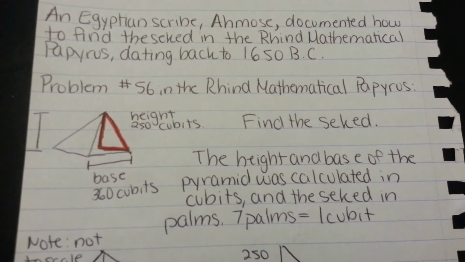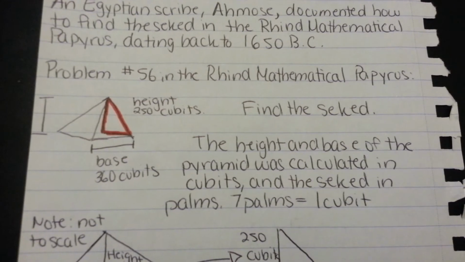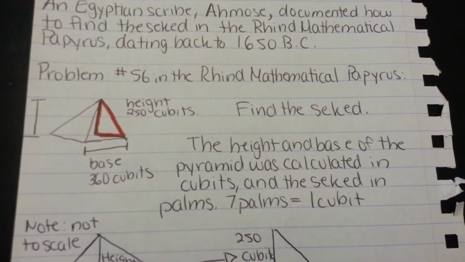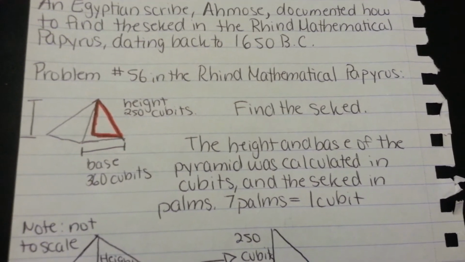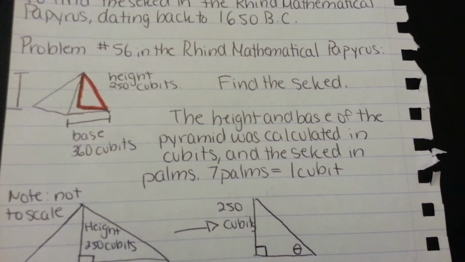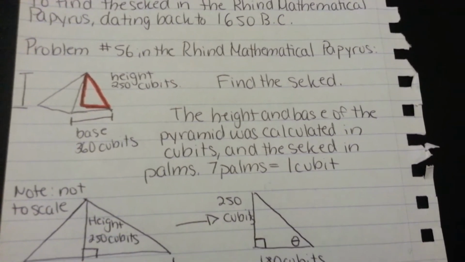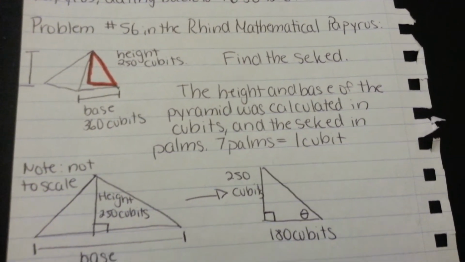Problem number 56 in the Rhind mathematical papyrus stated that the base of a pyramid was 360 cubits and the height of the pyramid was 250 cubits, and to find the secant from there. The height and base of the pyramid was calculated in cubits and the secant in palms. Keep in mind that 7 palms is equal to 1 cubit.